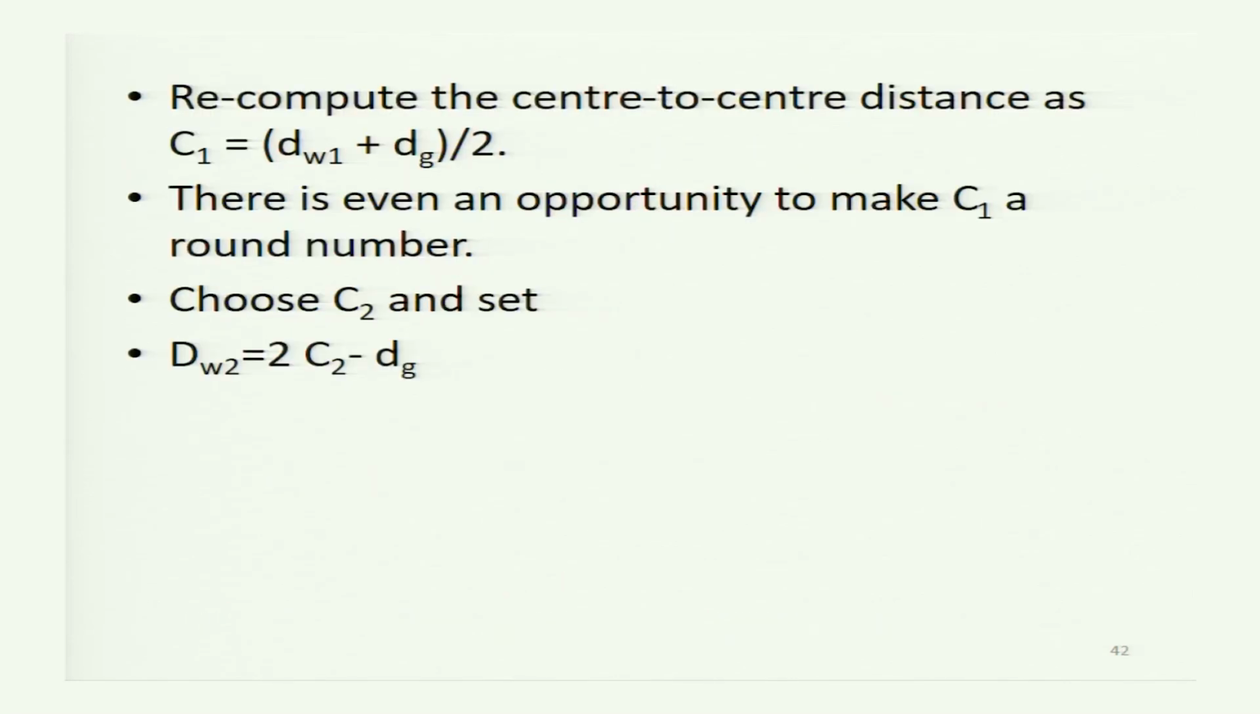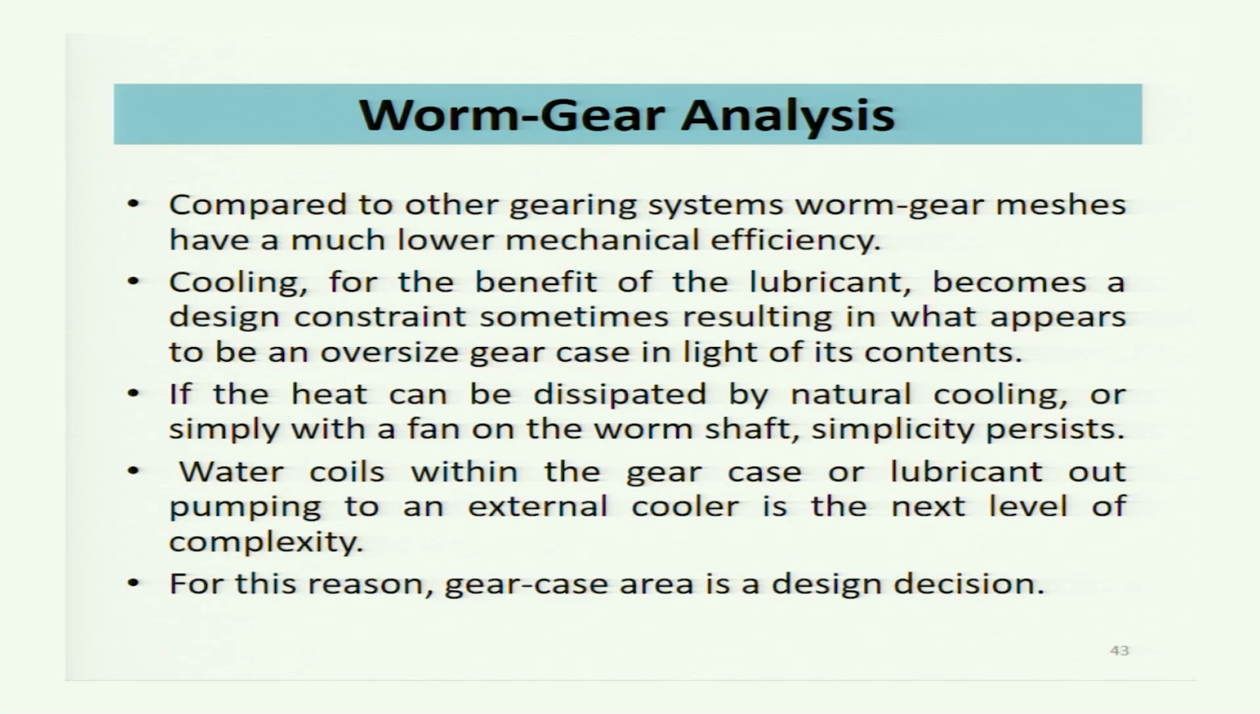Now recompute the center to center distance as C1 is equal to (dW1 + dG) divided by 2. There is even an opportunity to make C1 a round number. Choose C2 and set the values. So thereafter, you have to come forward for that.